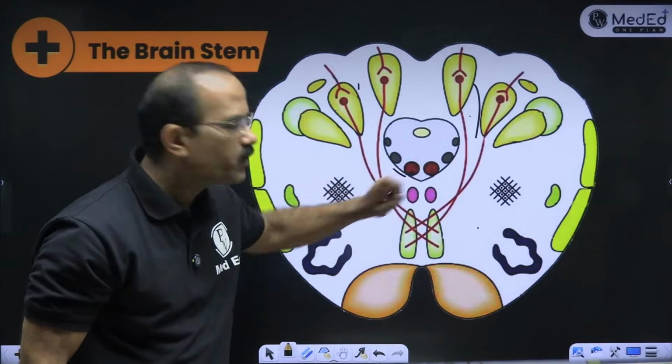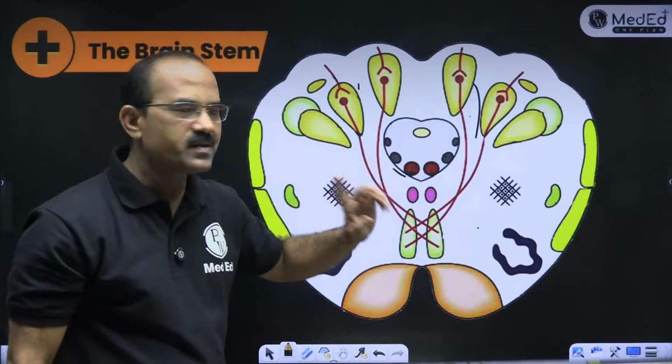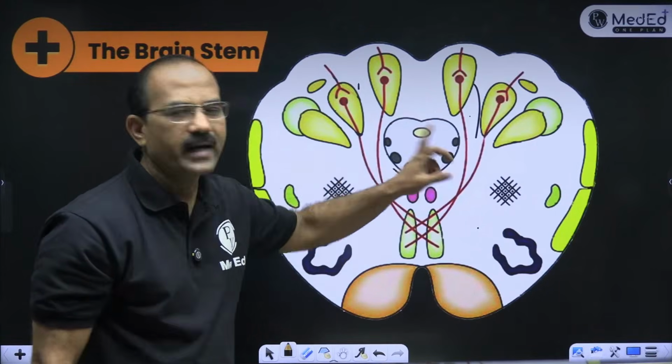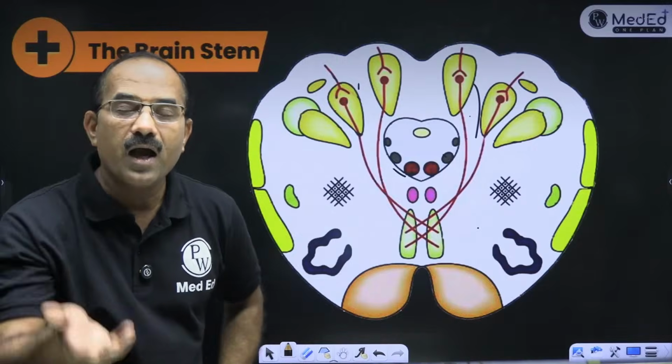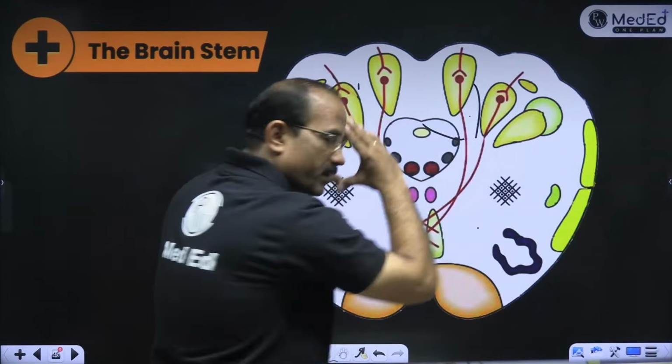This is the hypoglossal nucleus. This is the dorsal nucleus of vagus. And this is the nucleus of tractus solitarius. ये कहाँ पे है? This is in the gray matter. ये dorsal horn, ये ventral horn, ये gray matter के अंदर है.